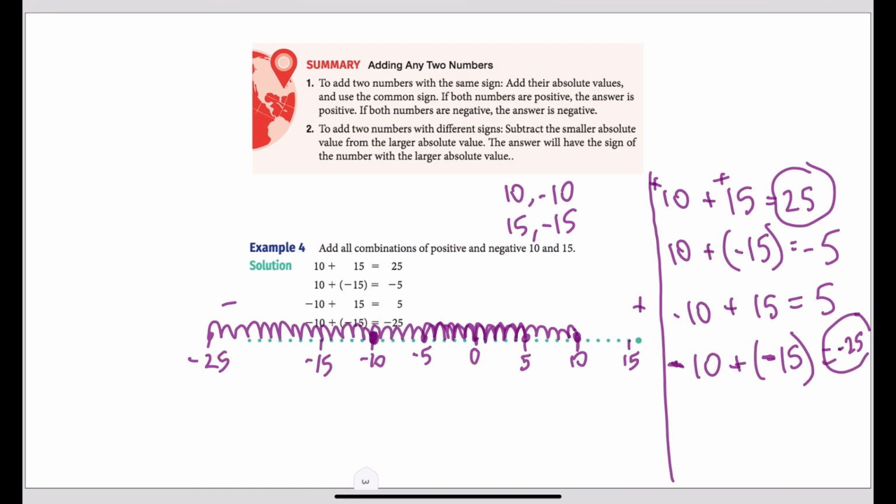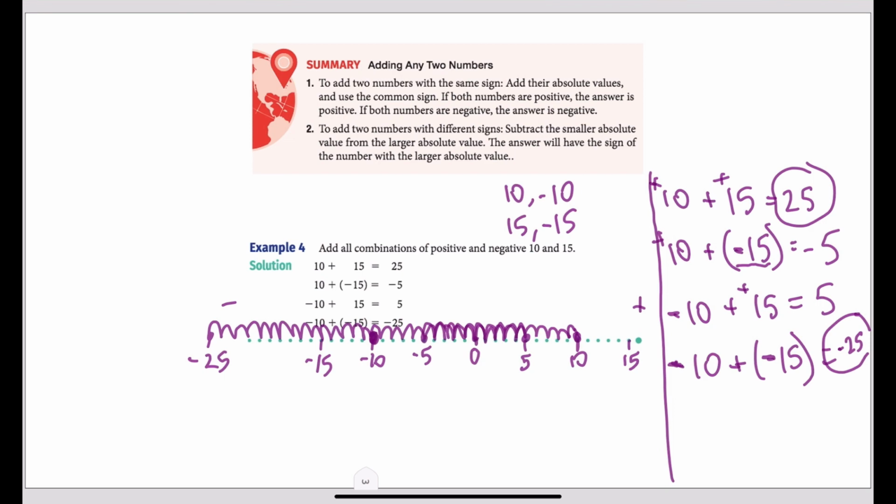Then if the signs are different, if one's a positive and one's a negative, then what we're actually doing is subtracting the numbers in a sense. We're finding the difference between the numbers because one's going to the positive direction, the other one's going to the negative direction, and however much they overlap is going to cancel out. And the way you can figure this out is you look to see which number is larger.